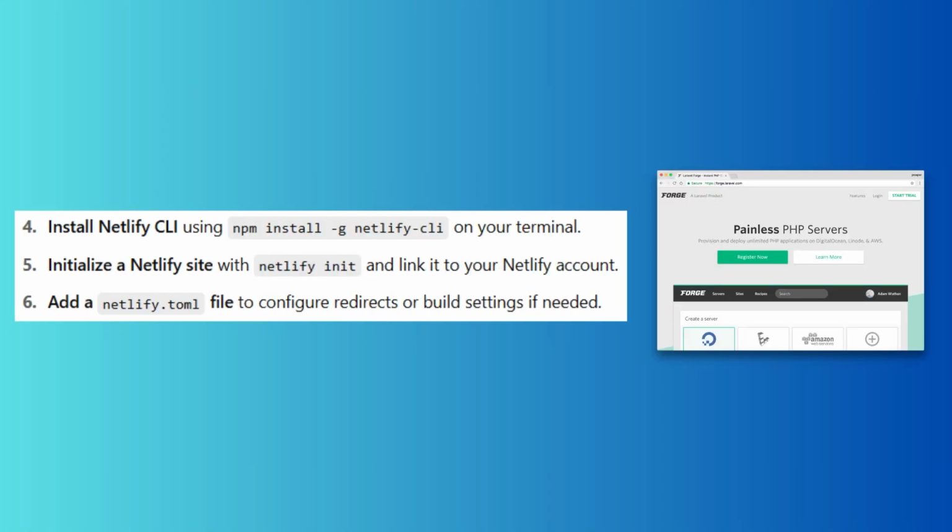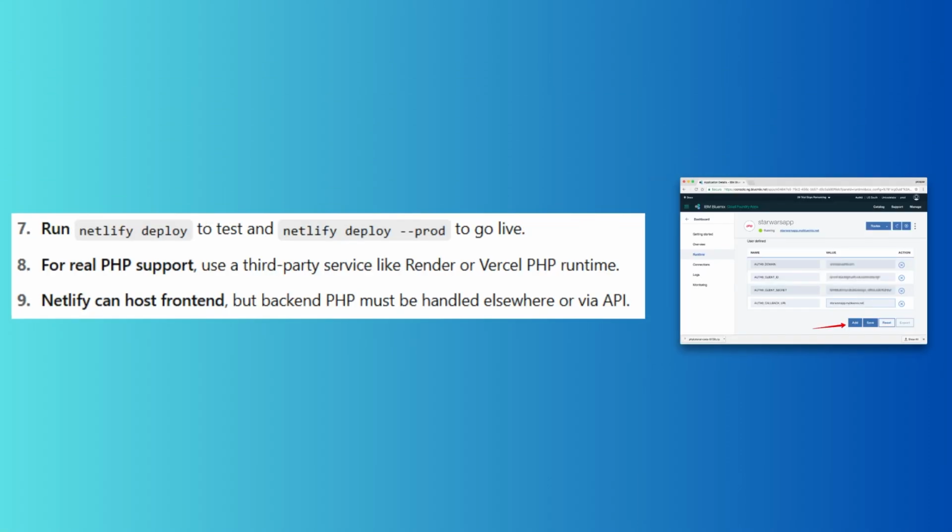Then install Netlify CLI using npm install -g netlify-cli on your terminal. Initialize a Netlify site with netlify init and link it with your Netlify account. Now add a netlify.toml file to configure redirects or build settings if needed. Next, run netlify deploy to test and netlify deploy --prod to go live.